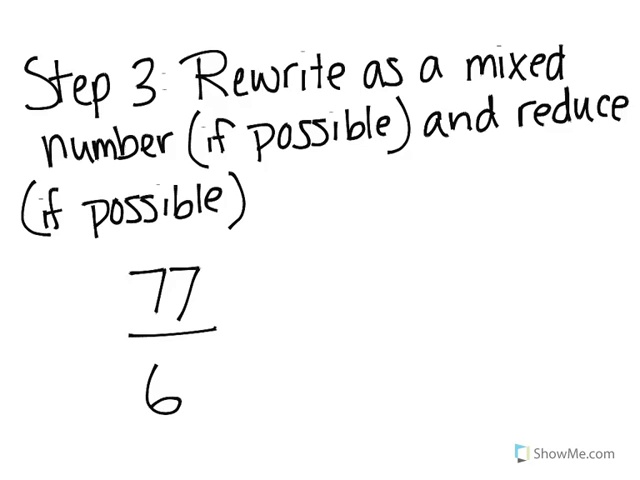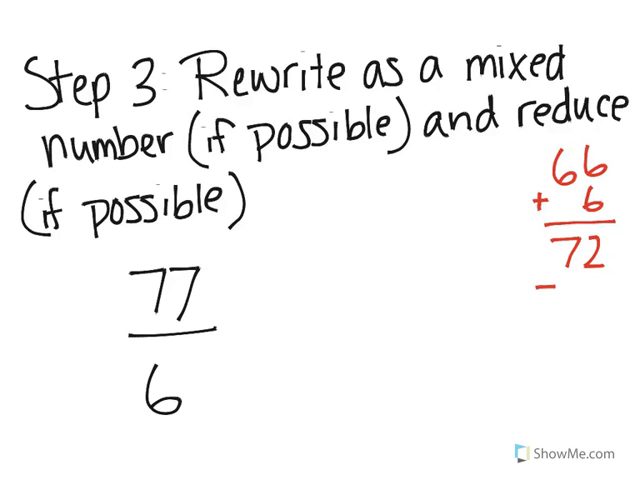Now, step 3 is to rewrite as a mixed number if possible and reduce if possible. So I know that we can definitely rewrite this as a mixed number because our numerator is greater. So how many times does 6 go into 77? Well, let's think about that for a minute. I know that 6 times 11 is 66. Can we get another 6 in there? 66 plus 6 is 72. So that would be times 12.